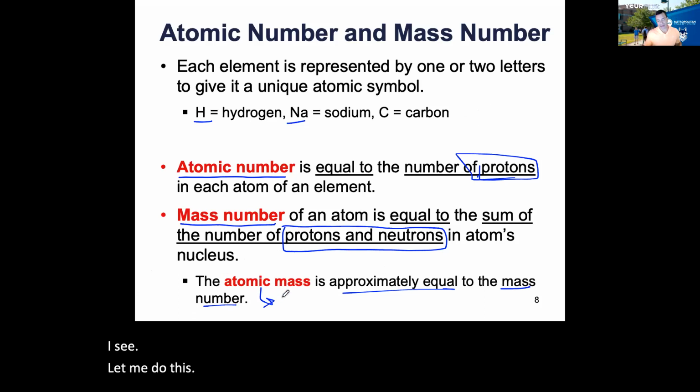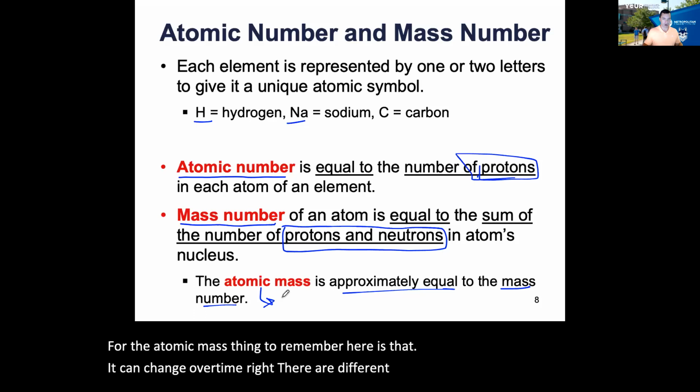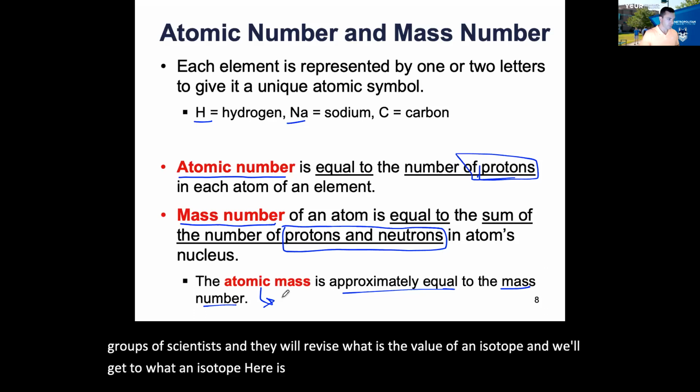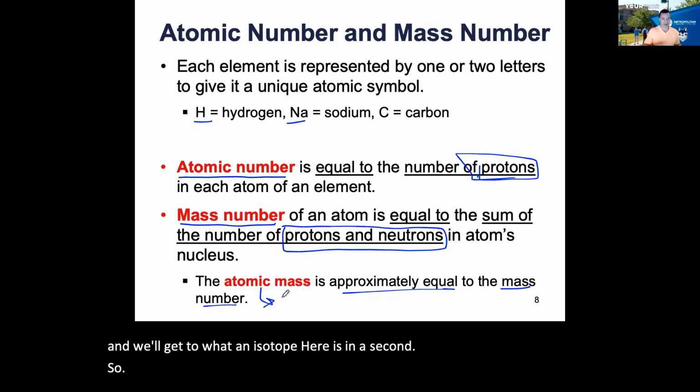For the atomic mass, the thing to remember here is that it can change over time, right? There are different publications, there are different groups of scientists, and they will revise what is the value of an isotope, okay? And we'll get to what an isotope is in a second. So an atomic mass number can sometimes change depending upon the lab. That's all I want to say.